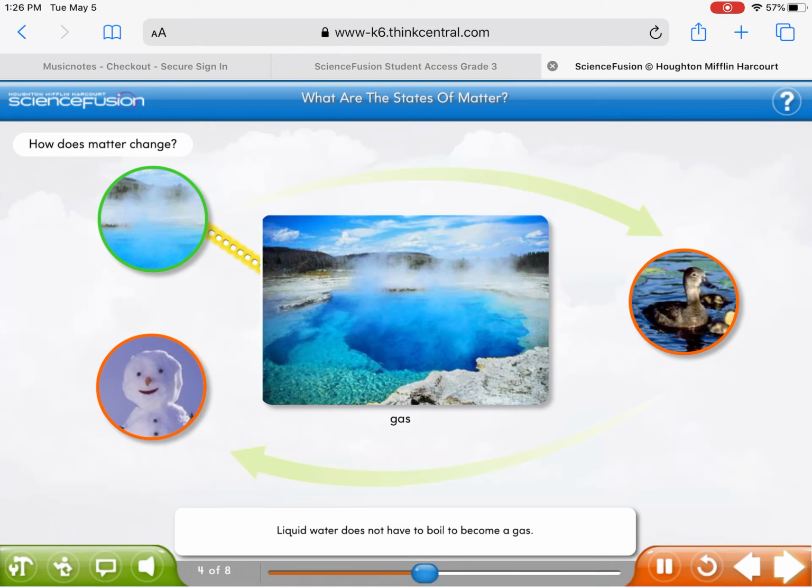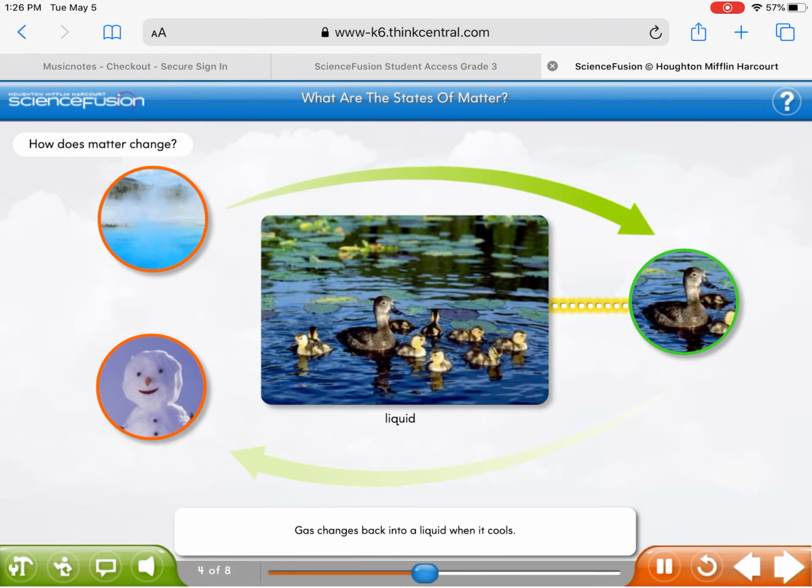Liquid water does not have to boil to become a gas. Water from a pond and sweat on your arm can become a gas without being 100 degrees Celsius. When liquid water becomes a gas below 100 degrees Celsius, it is called evaporation. Gas changes back into a liquid when it cools. This process, the opposite of evaporation, is called condensation.